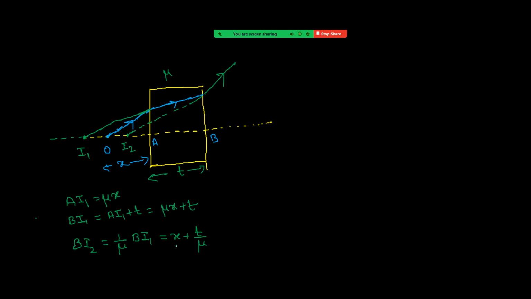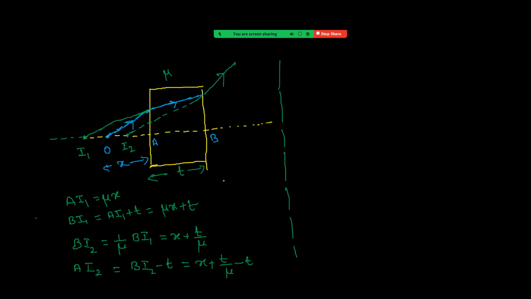Now see its distance from A. We got BI2. I want to find the distance from A. So AI2 is equal to BI2 minus T, right? BI2 minus T. This is now x plus T by mu minus T.